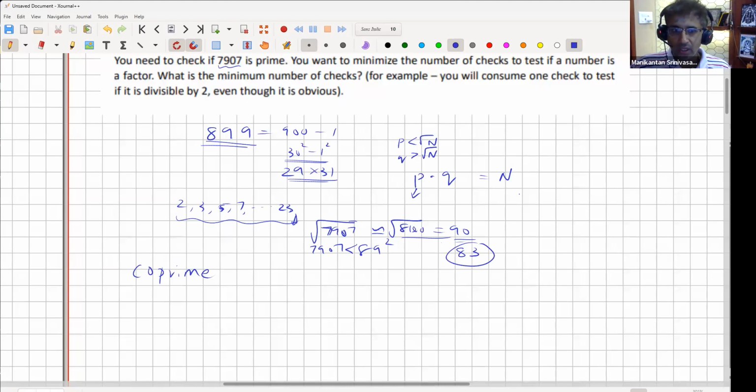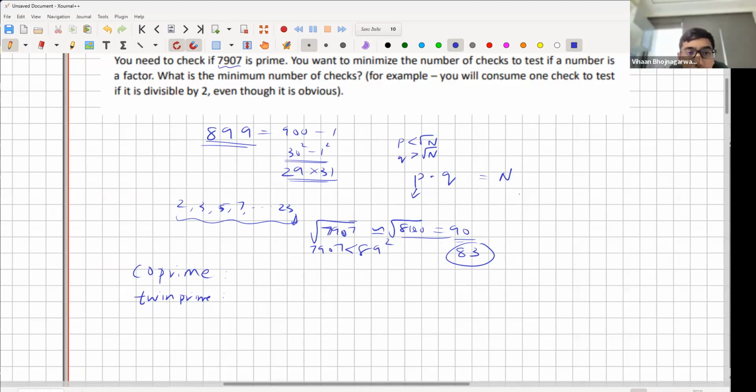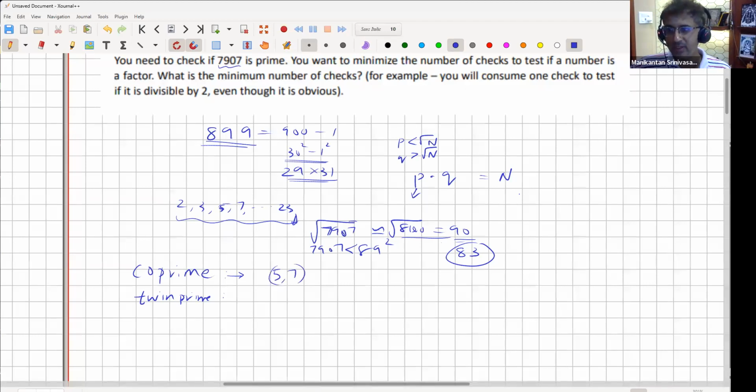Okay. So talking of co-prime and twin prime, do you know what these two terms are? Vihan, what is co-prime and what is twin prime? Co-prime is basically those that have the HCF common or something like that, right? No, co-prime is when they have no common factors other than 1. Correct. Give me an example of a pair of co-prime numbers. 5 and 7. Okay. So any two prime numbers are obviously co-prime. Can you give me two composite numbers which are co-prime?